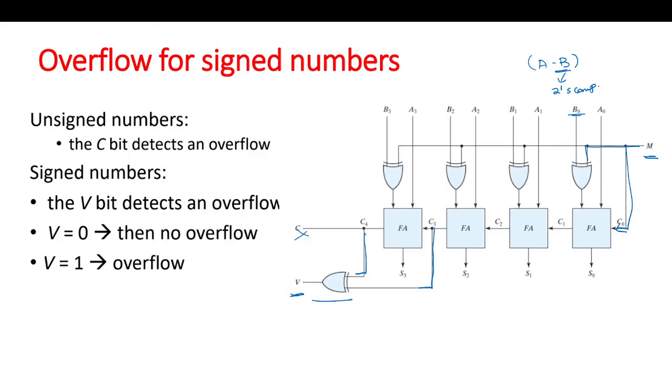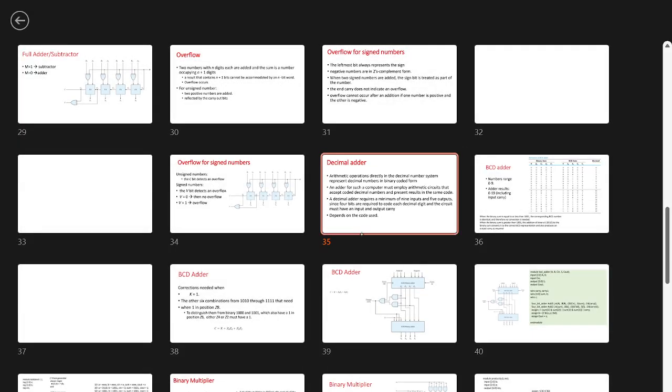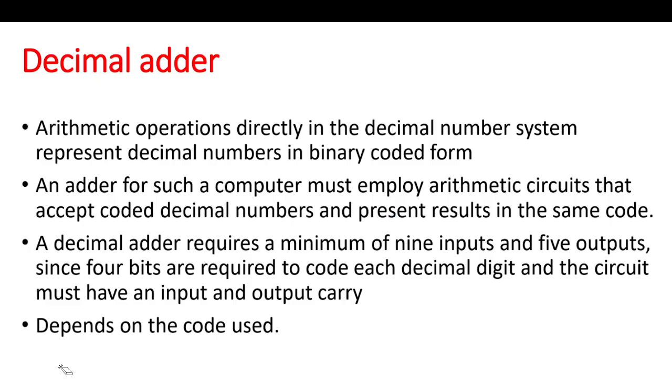So in this way, we can perform signed addition and subtraction, a plus b, a minus b. So the next one is the decimal adder, where decimal numbers means 0 to 9.